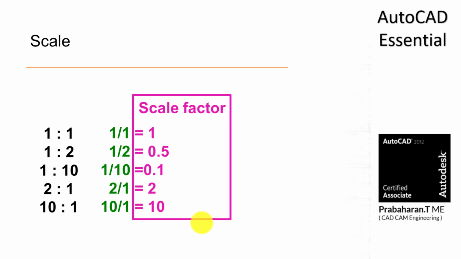1 is to 1 is nothing but 1 divided by 1. We will get 1. That 1 is called the scale factor. Similarly, from the ratios, we can find the scale factor. 10 is to 1 means we are increasing the drawing size 10 times.